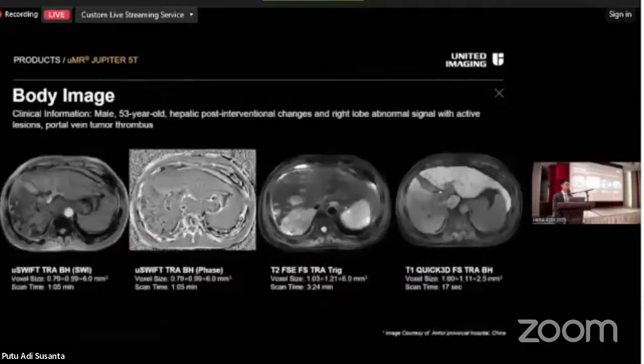We can apply similar experiences we had in the brain to the abdomen. Here we're also trying susceptibility weighted imaging in the liver. So we have a technique we call U-switch, which is essentially SWI in the abdomen. So here we have a 53-year-old patient with some post-interventional changes in the right lobe, and we also can visualize the portal vein tumor thrombosis as well.